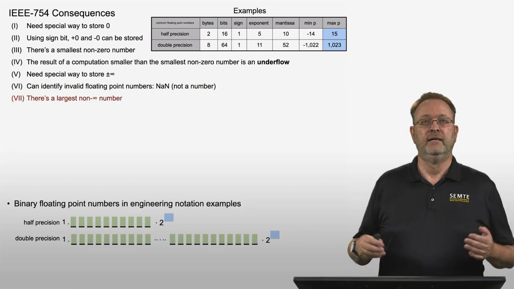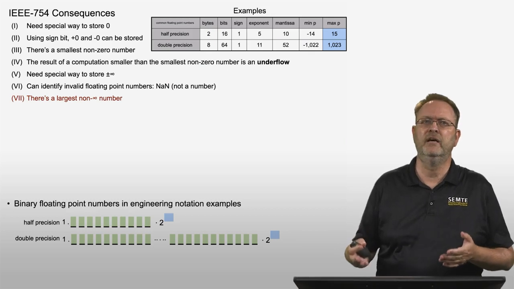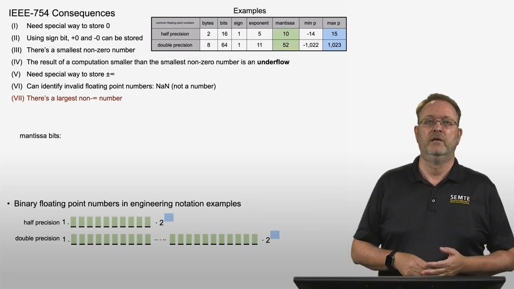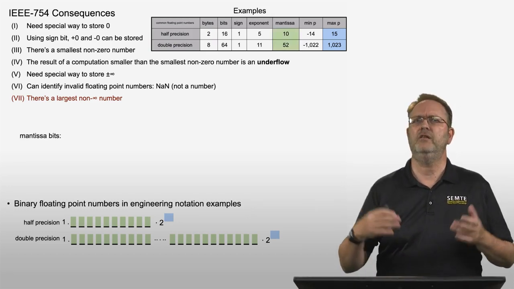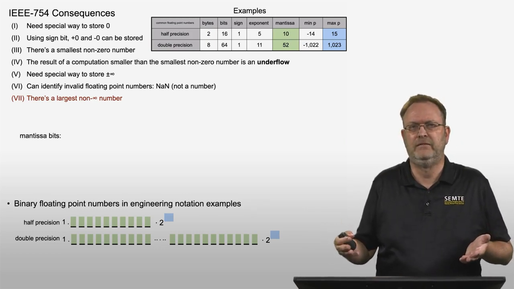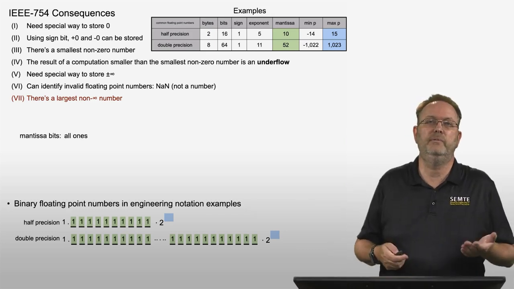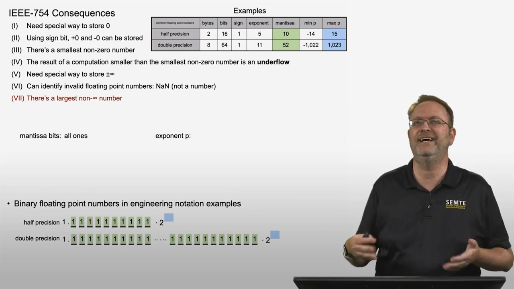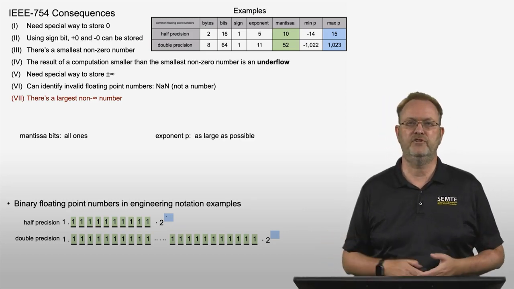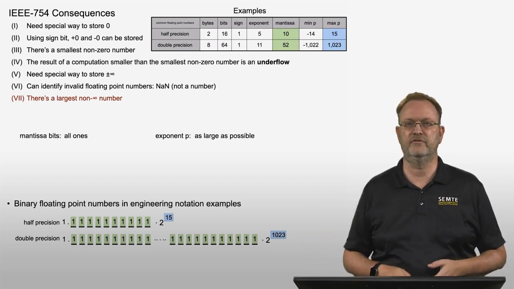Okay, next, there's a largest non-infinity number. Similar to having a smallest non-zero number, there's a largest non-infinity number as well. So we're after making our numbers as large as possible. So what would we have to do with the mantissa to make the number as large as possible? Well, we would set all the mantissa bits equal to 1. Okay? And then what would we do with the exponent? Well, we would make the exponent as large as possible, which would be for a half precision number 2 to the power 15. And for a double precision number, the largest exponent is 1023.